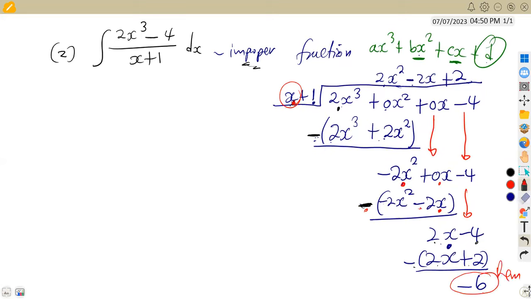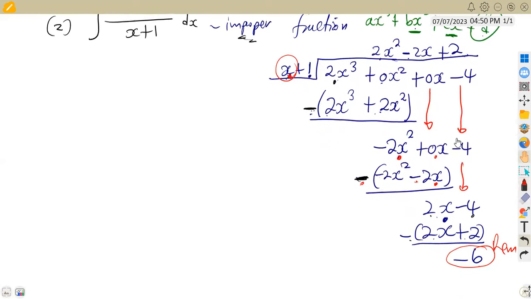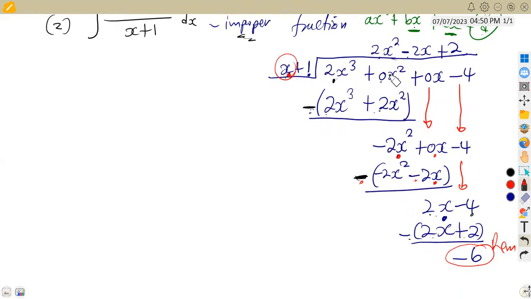So meaning to say, after dividing, what are we obtaining from the top part? This is what we are obtaining after dividing. We are obtaining 2x squared minus 2x plus 2. This is what you're obtaining from what you divided.